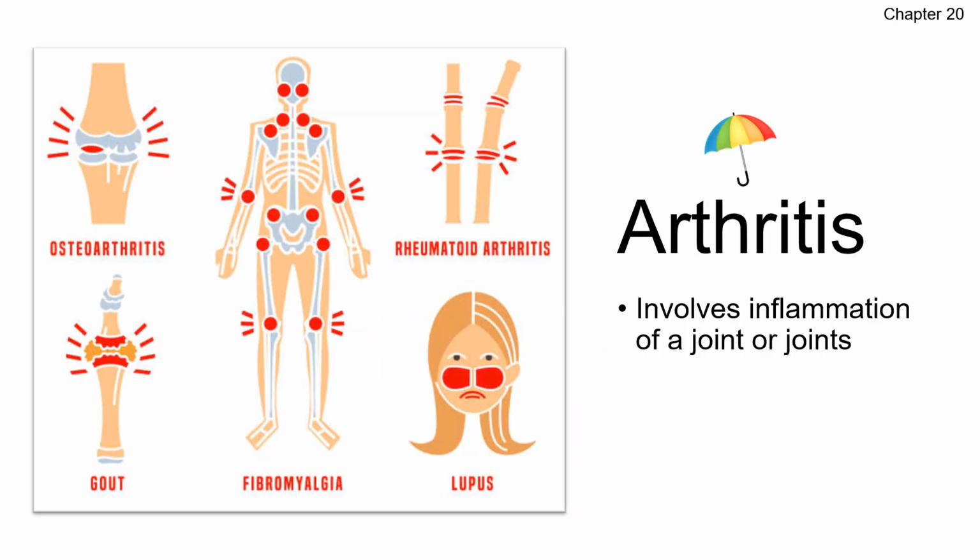So we're going to start off by defining the term arthritis. And you see the umbrella here, so that means that arthritis is an umbrella term. So all of the different conditions we're going to talk about have some form of arthritis, which is joint inflammation of one or more joints. So you can see in the picture we're going to talk about osteoarthritis, rheumatoid arthritis, gout, fibromyalgia, lupus, and we're also going to talk about scleroderma.